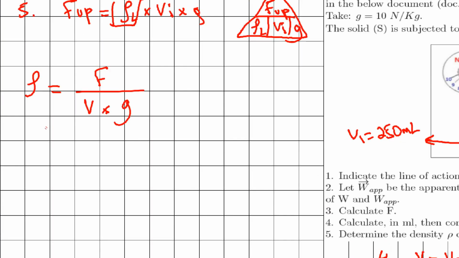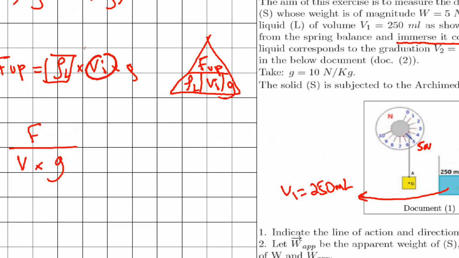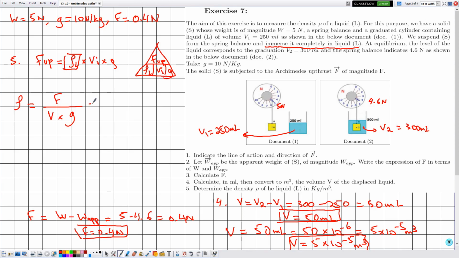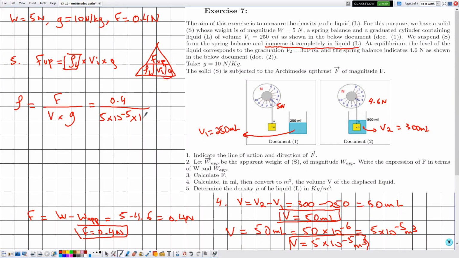Here no need to mention that the solid S is completely immersed in liquid, so VI is equal to V, because this VI represents the volume of the immersed part, which is the same as the volume of the displaced liquid. Now the value of F is 0.4. The value of V is 5 times 10 to the power minus 5, which we have determined here in the SI, because ρ must be in kilogram per meter cube, and the value of G is 10. Plugging this fraction on the calculator, it will give us 800.